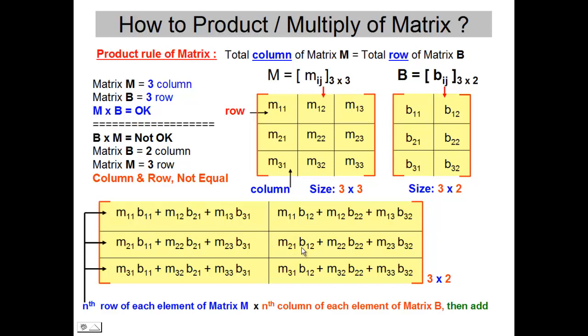Now the second row second element: M21 into B12 plus M22 into B22 plus M23 into B32. So this is the second row second element.